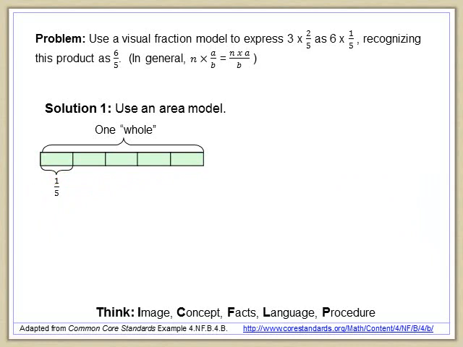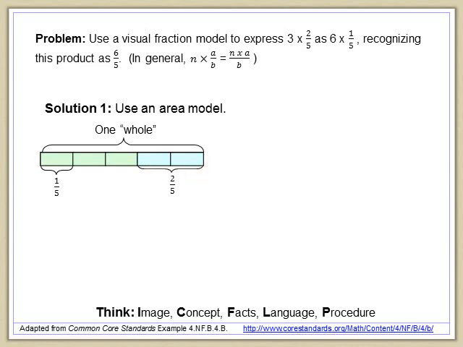Well, what we're interested in is this number 2/5 to begin with, and so if this represents 1/5, then 2/5 would be represented by 2 of these smaller blocks, or this blue shaded region. This represents 2/5 of that whole. And now the idea is to multiply that by 3 times 2/5.